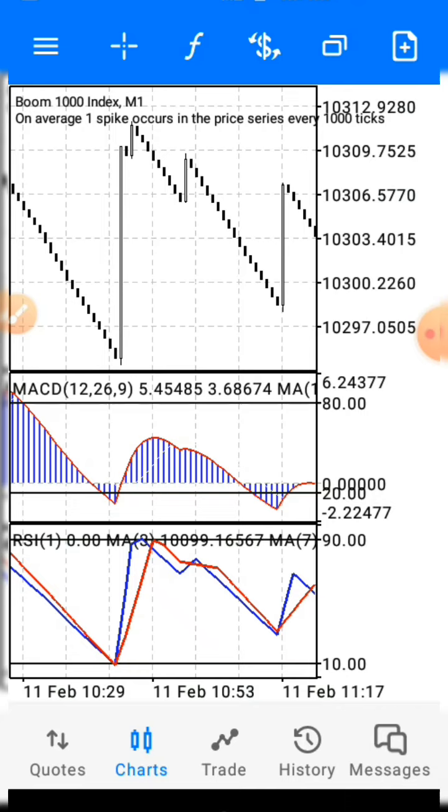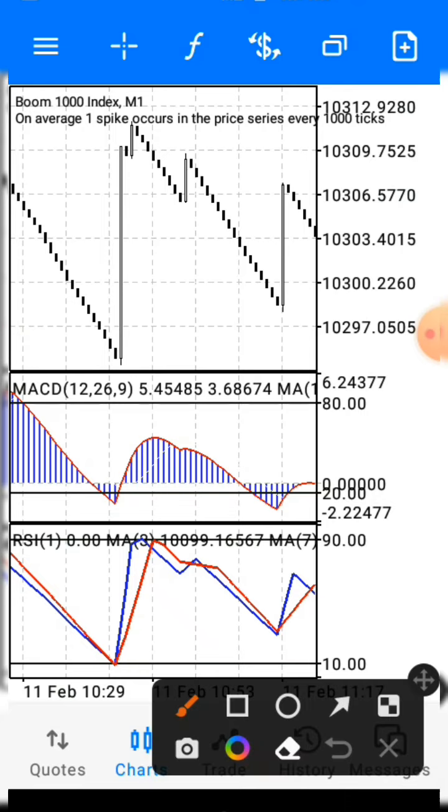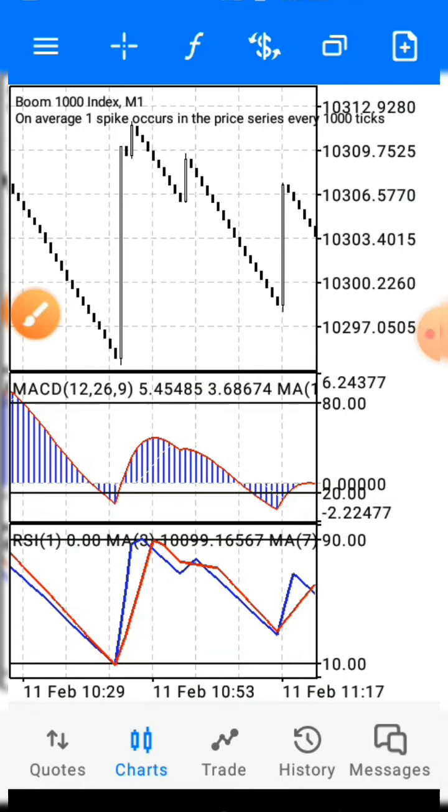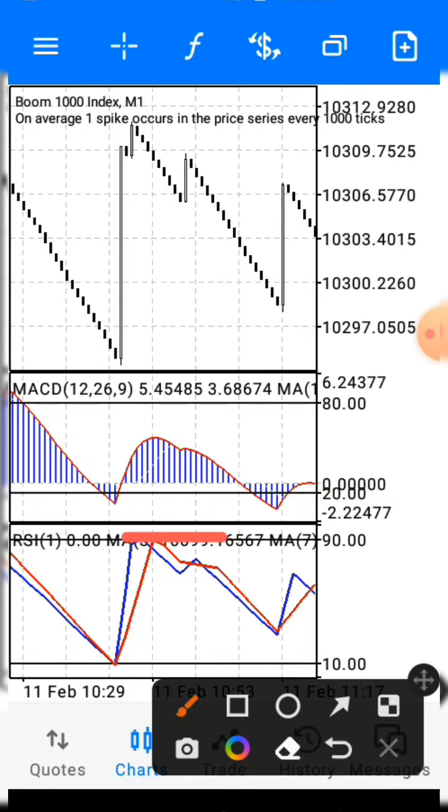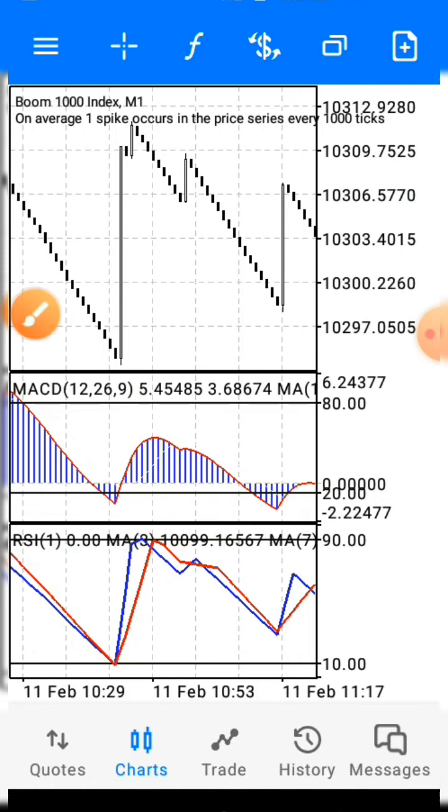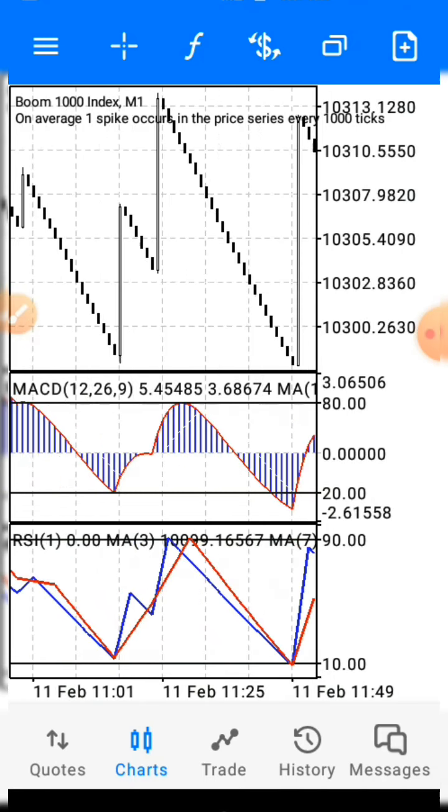Now, since I didn't say that if this one touches and this one doesn't touch, you should take entry, you are not going to take this entry. So you make sure both are corresponding like this before you take your entry. Since it didn't happen like that, I'm just going to leave it and you wait for where it happened.